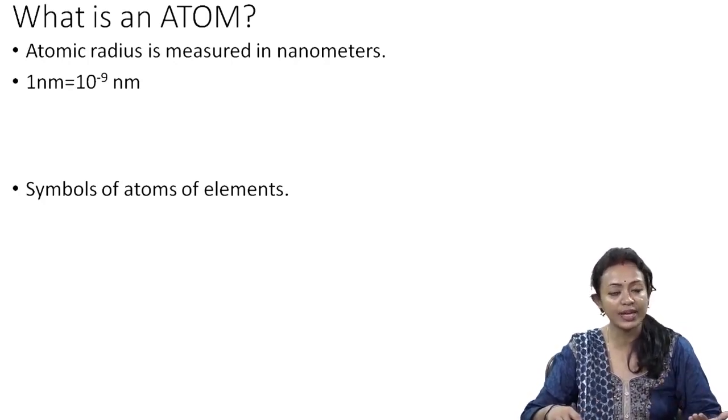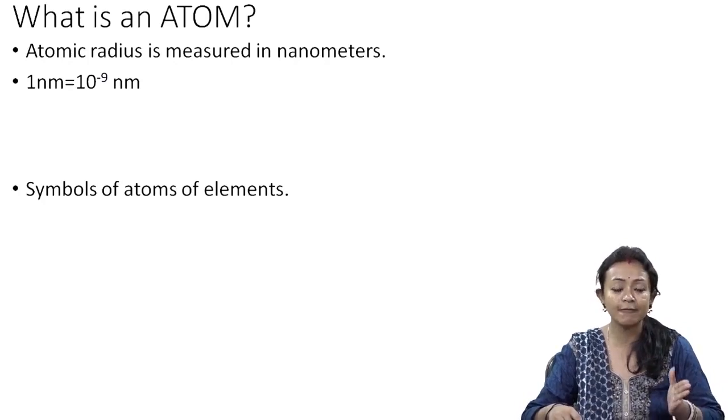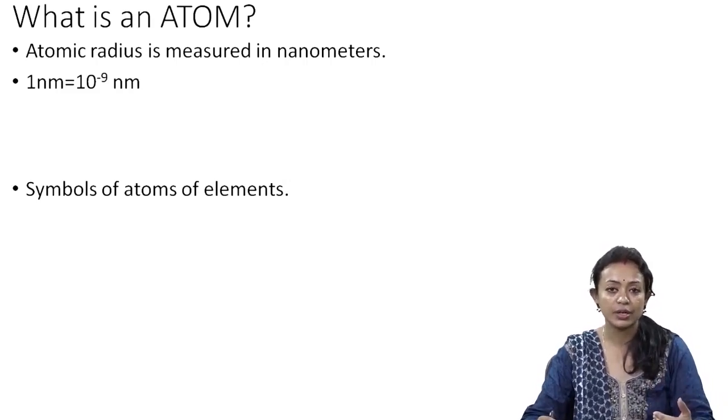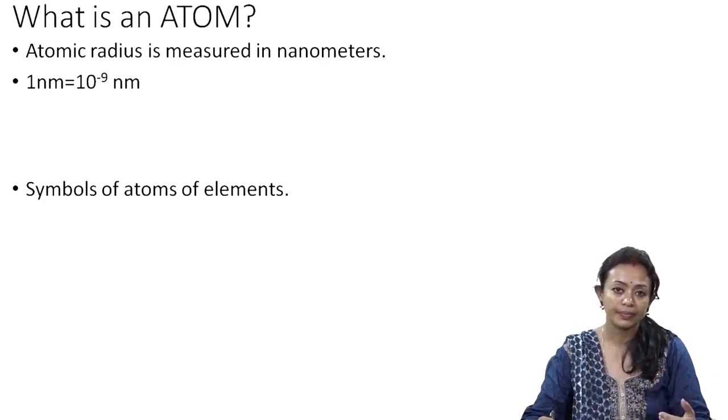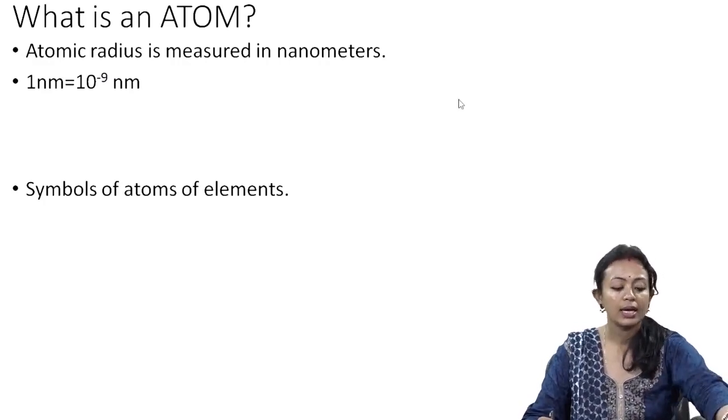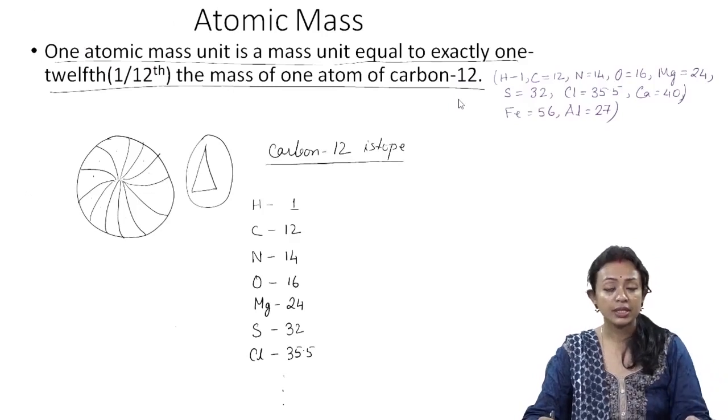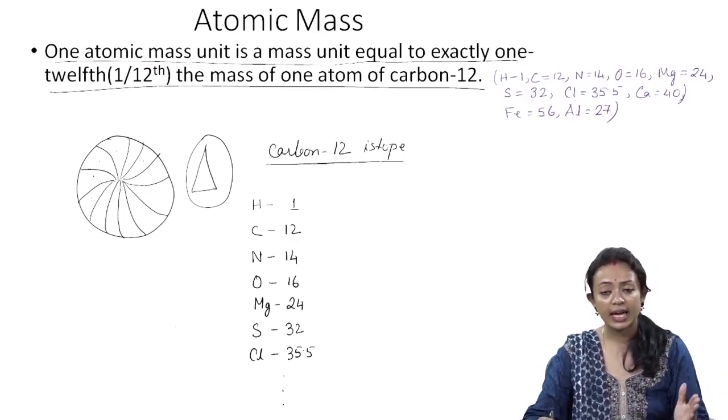And what are the rules of writing these symbols? We take the first letter of the name of the element in capitals, and in case we have elements with the same initial, then we also write the second letter of the word, but that in small. Alright. After the symbols comes the atomic masses.